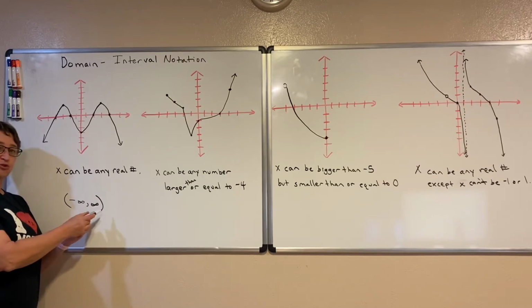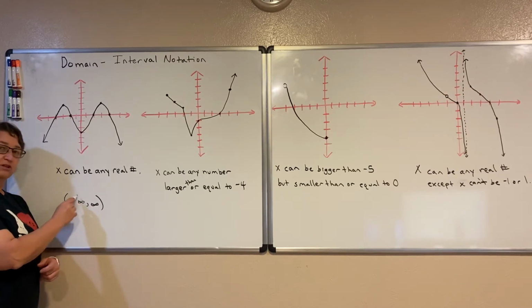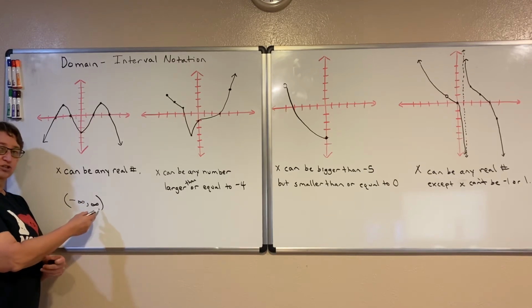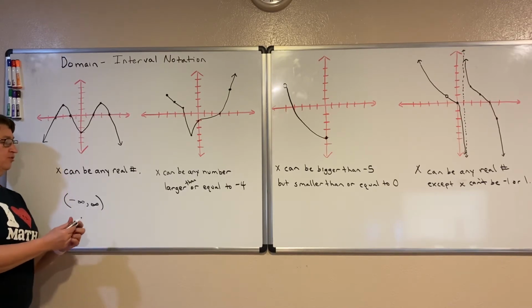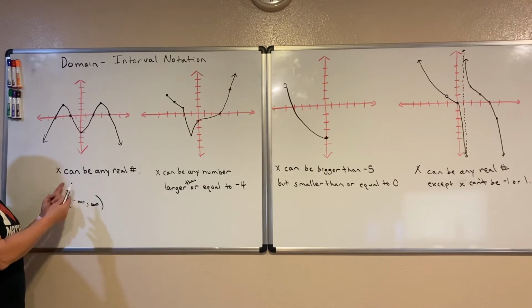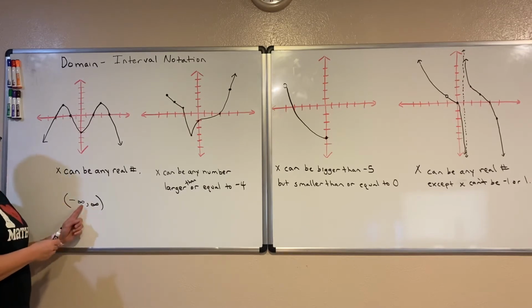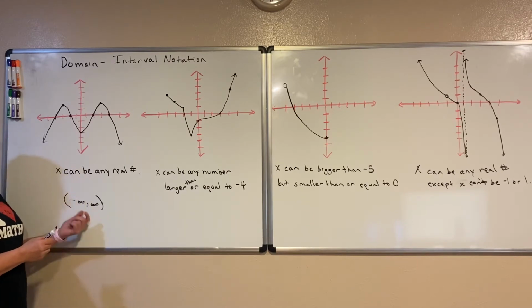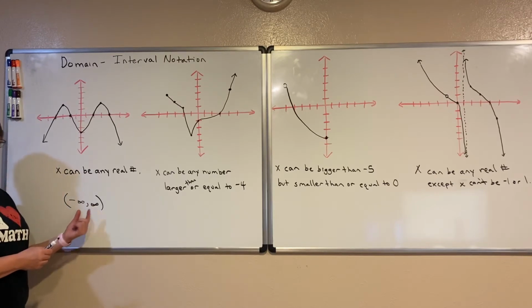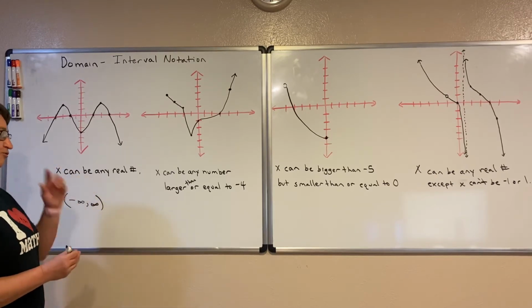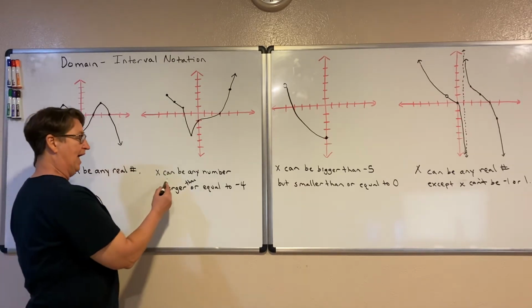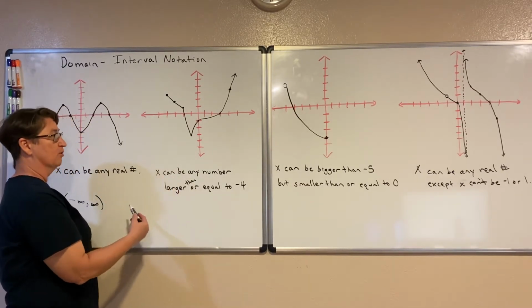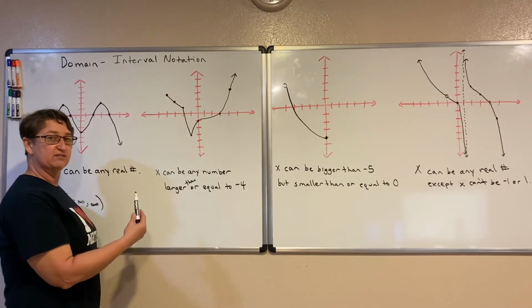And in interval notation, we always put our smallest number first, and then the largest number that our x value, or our input, can be last. So there's the interval. Our x can be anything on this interval from negative infinity to positive infinity. Anytime we have all real numbers, this is our interval notation.